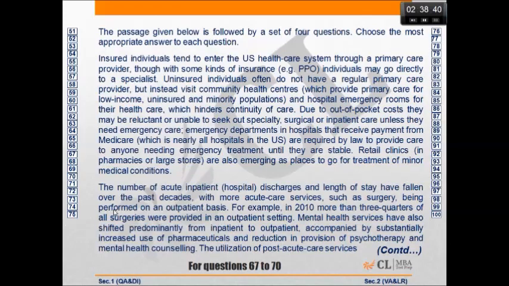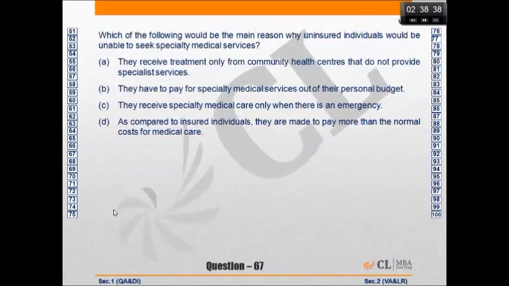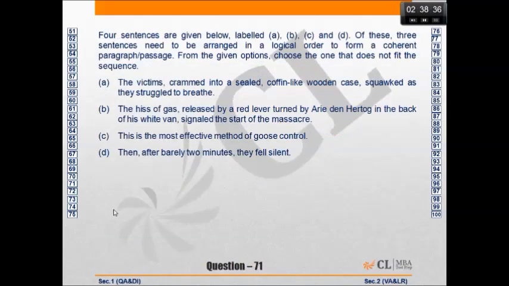Okay, now I have an RC passage again. So the next one was from 71, if I remember correctly. 71? Okay. Para jumble odd statement. Choose the one that does not fit in the sequence.